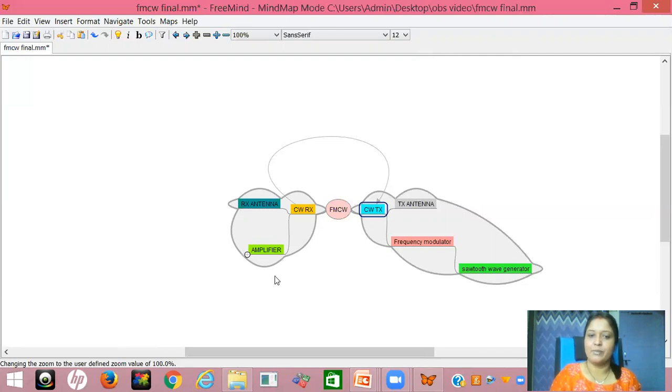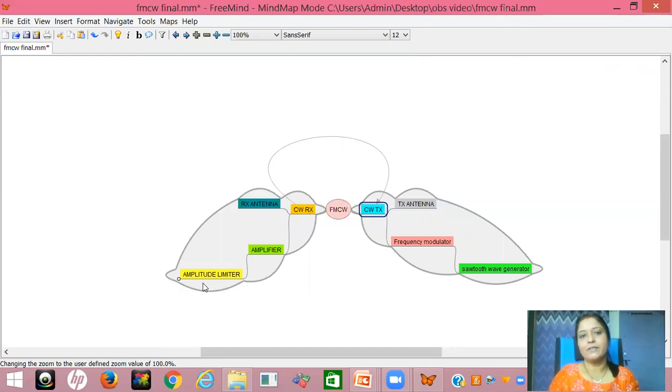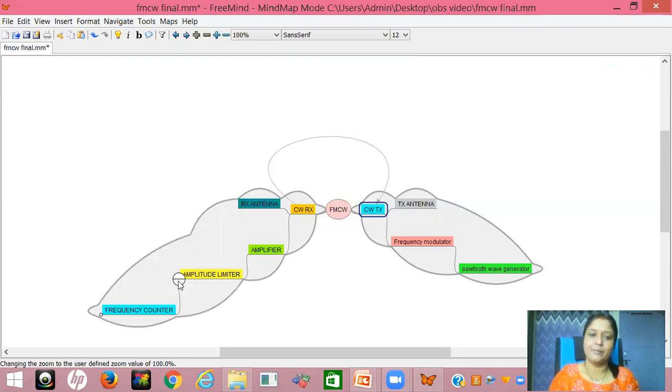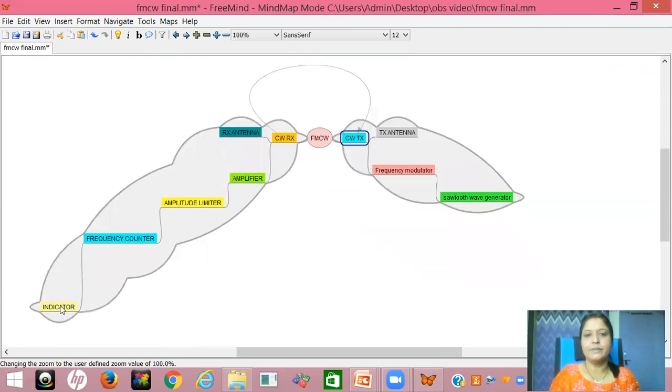Now that signal is amplified, and given to the amplitude limiter to remove any variations in the amplitude, because the information is in the frequency change but not in the amplitude variation. Now that is applied to the frequency counter to measure those frequencies and to calibrate them, to indicate in the form of the relative velocity and the distance. Therefore that is given to the indicator to display the relative velocity and the distance. This is the explanation for the FMCW.